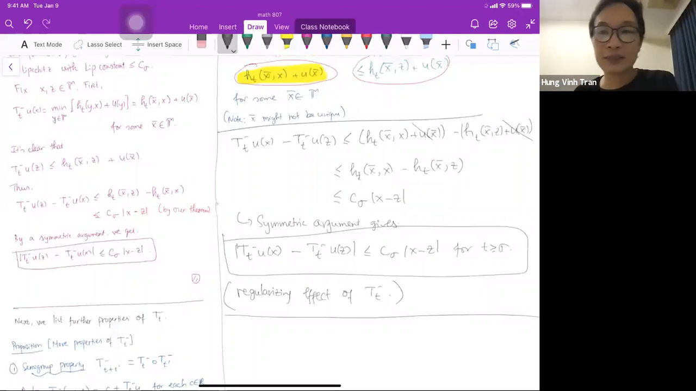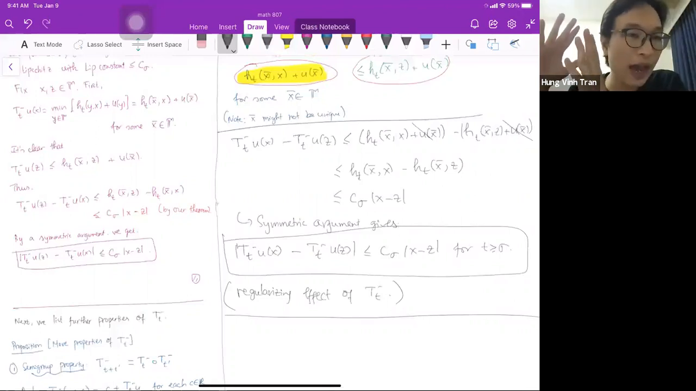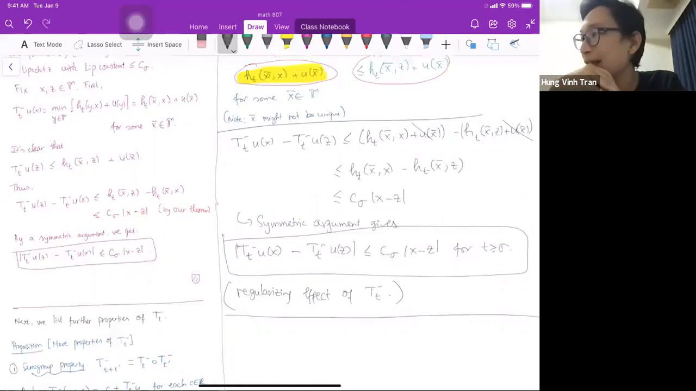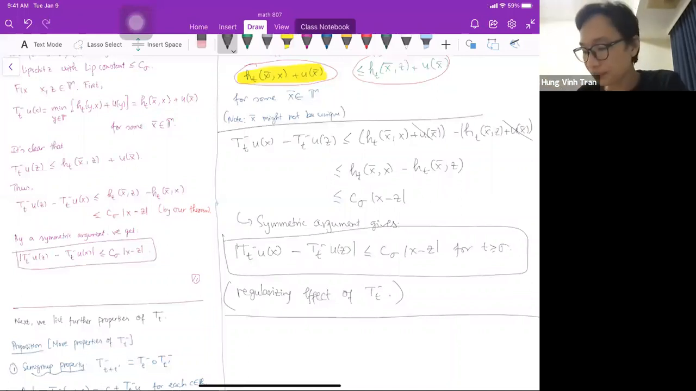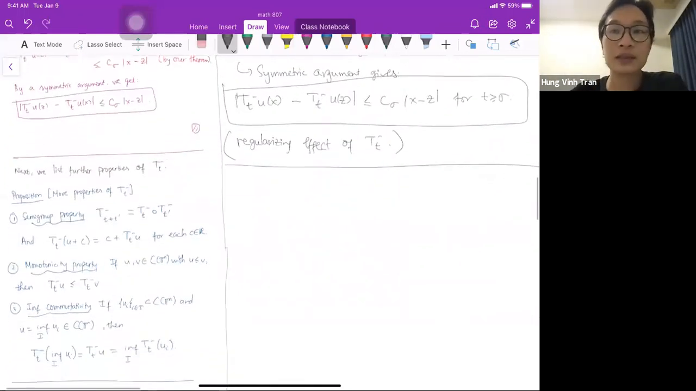And this regularizing effect is actually very important in analysis, and a very effective way to do regularization was by doing convolution with a standard kernel. We have used it quite some times, and this is a new kind of regularizing effect by using PDE or semi-group property. Okay. Any questions or concerns? Okay, good.